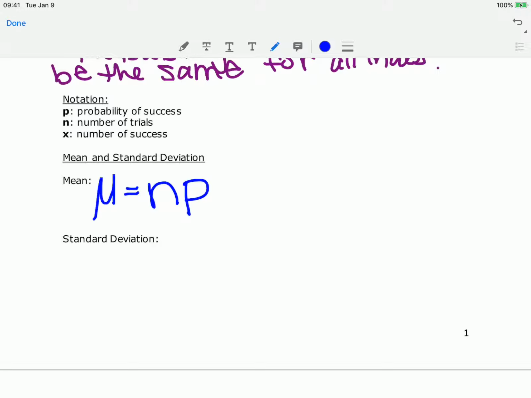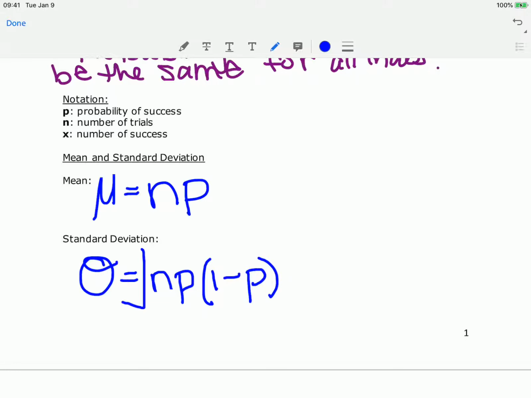Nothing too crazy. And the standard deviation is equal to the square root of the number of trials times the probability of success times 1 minus the probability of success, or the complement of the probability of success.